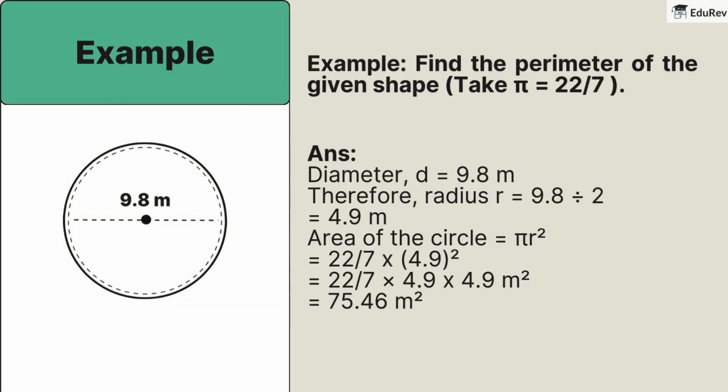Let us take an example. If the diameter is 9.8 meters, we find the radius as r is equal to 9.8 divided by 2, which is equal to 4.9 meters. The area of the circle would then be equal to pi multiplied by 4.9 square, which is equal to 22 divided by 7 multiplied by 4.9 multiplied by 4.9 square meters, which equals 75.46 square meters.